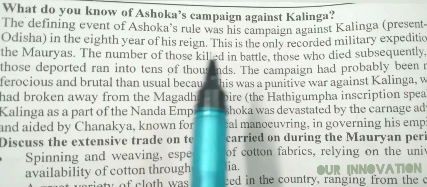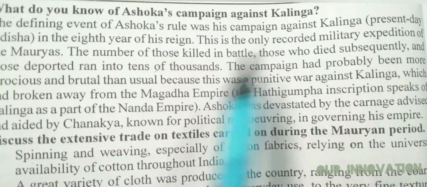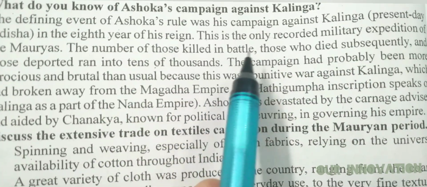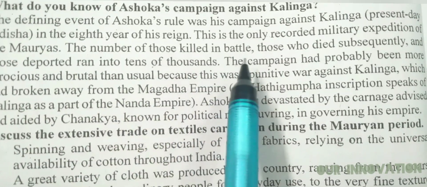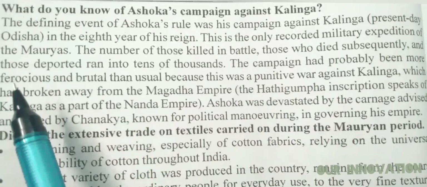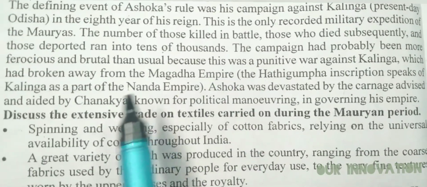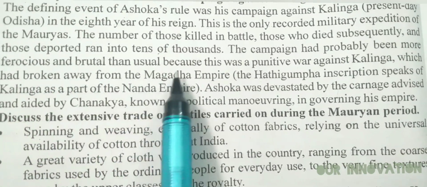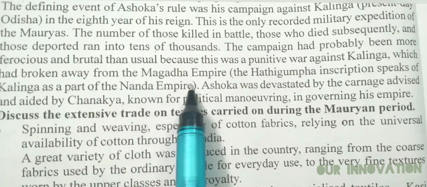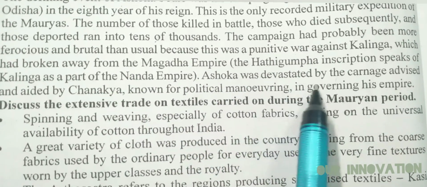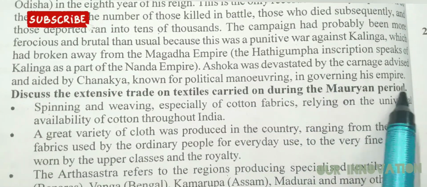What do you know of Ashoka's campaign against Kalinga? The defining event of Ashoka's rule was his campaign against Kalinga in the 8th year of his reign. This is the only recorded military expedition of the Mauryans. The number of those killed in battle, those who died subsequently, and those deported ran into tens of thousands. The campaign had probably been more ferocious and brutal than usual because this was a punitive war against Kalinga, which had broken away from the Magadha Empire. Ashoka was devastated by the carnage.